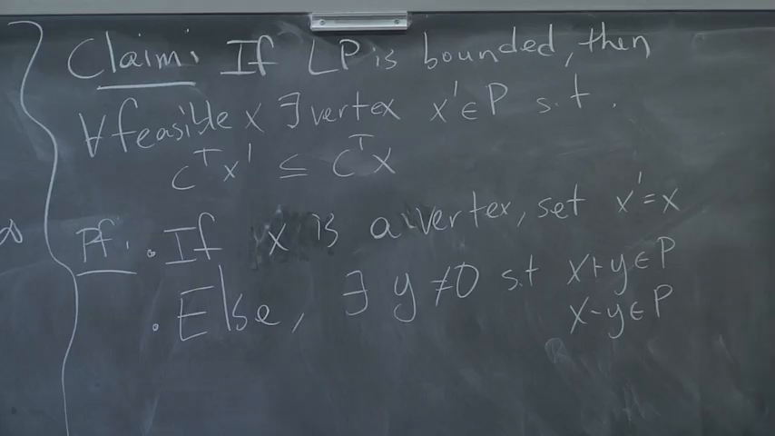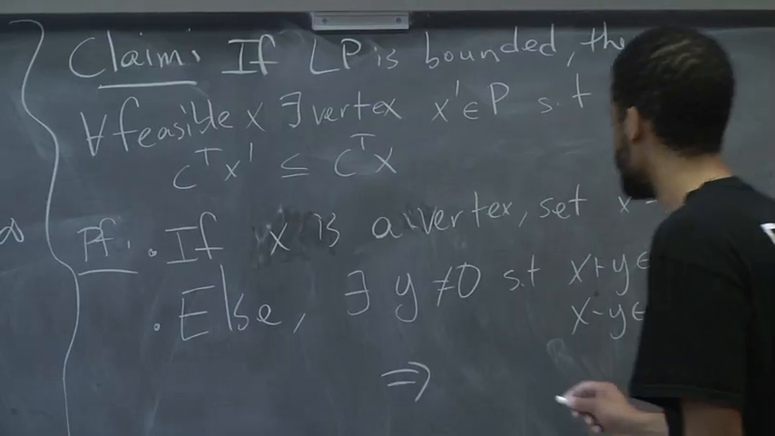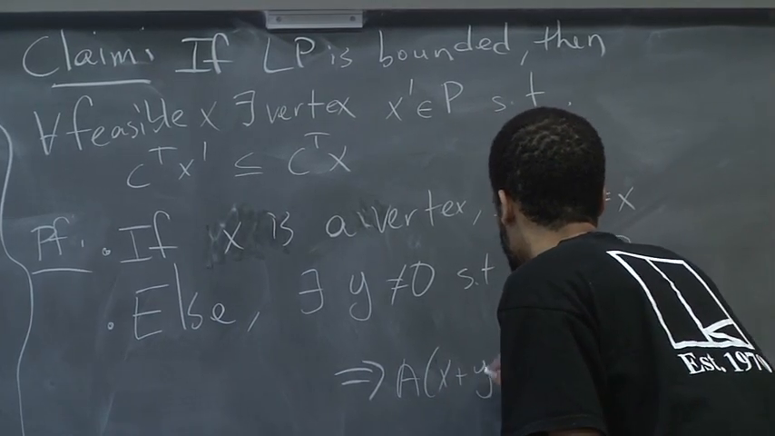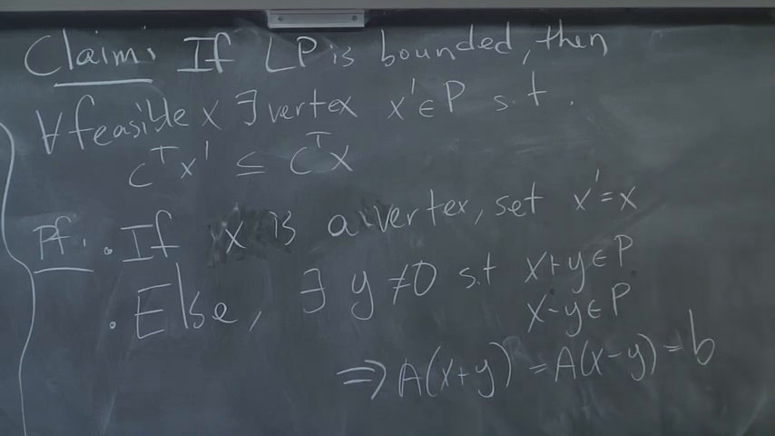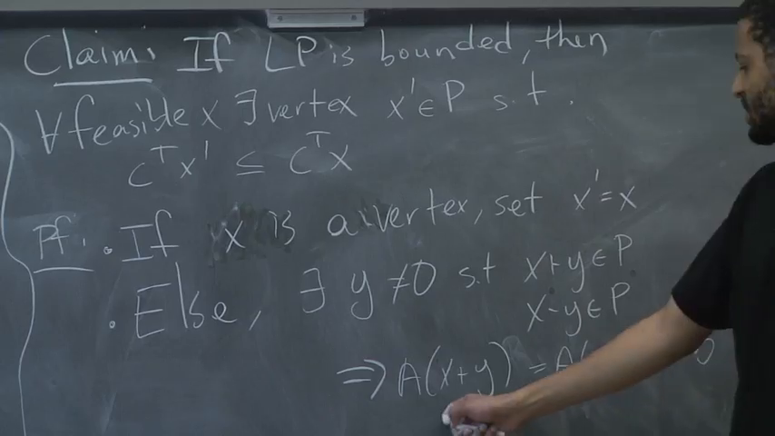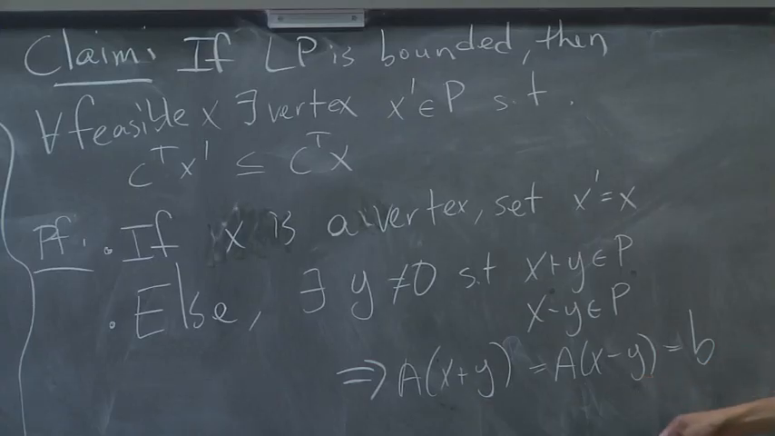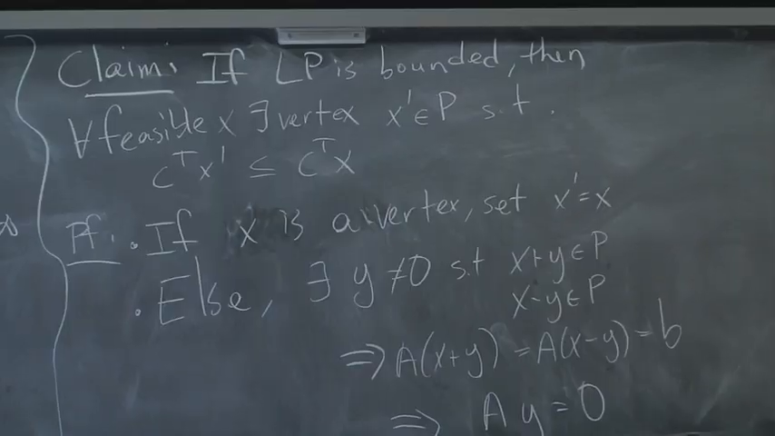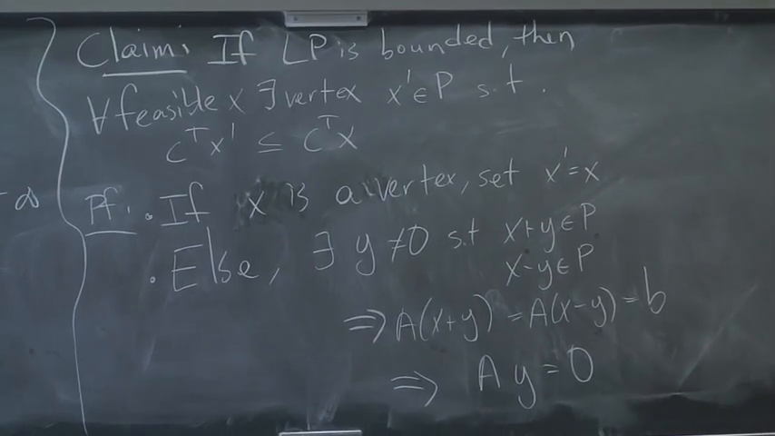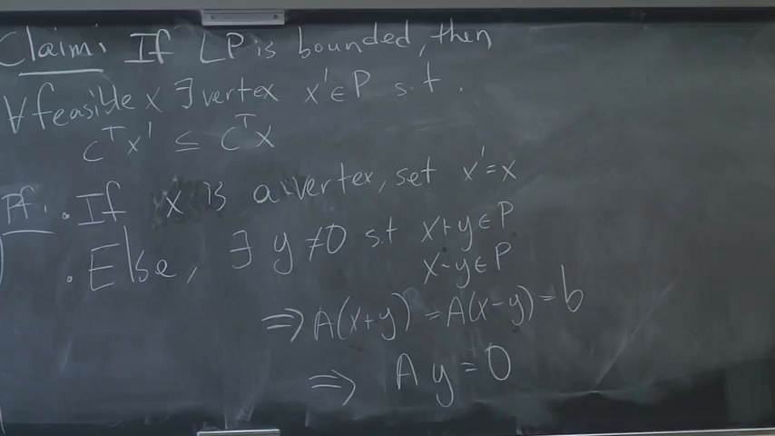So what does it mean to be in P? Well, one thing it means is that A times X plus Y is equal to B, and A times X minus Y is equal to B. If you take this expression and subtract the other, this implies that AY is equal to 0. I just took these two equalities, both equal to B, and subtracted them. It implies that Y is in the kernel of A. Okay?